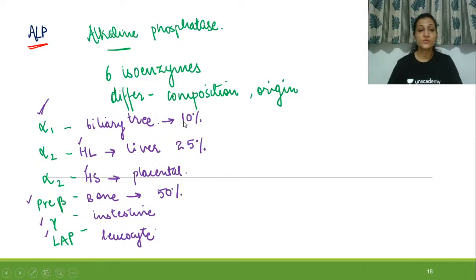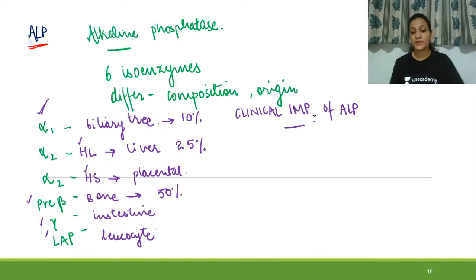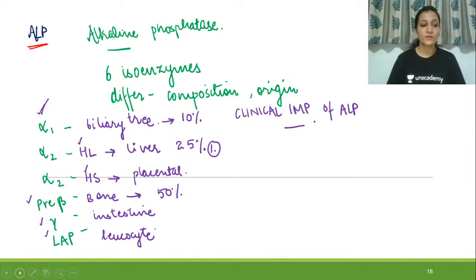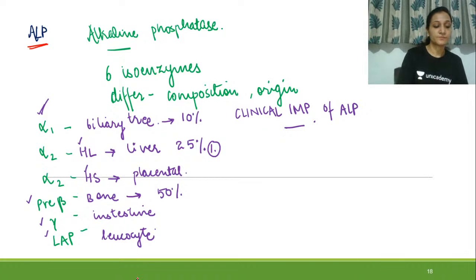Now coming to the clinical importance of alkaline phosphatase, which is quite important to know. So coming to clinical importance of alkaline phosphatase, right? So first thing, take another color and if possible another slide. I don't have, okay, fine. Let's take another color. Let's go.